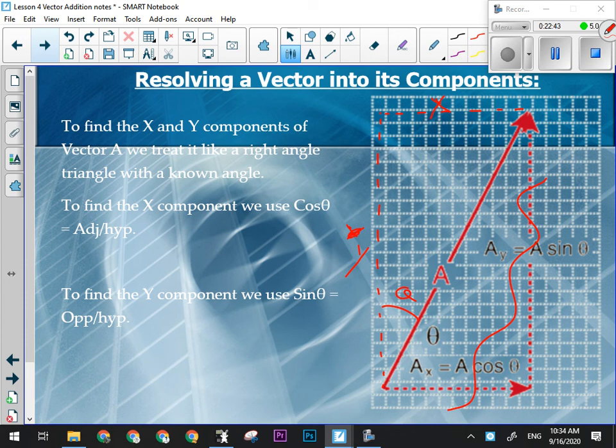All right, so everybody okay with how that part works? Finding the x and y, right? We just figure out what side they are relative to the angle we're given. If it's touching the angle we're given, it's adjacent. If it's not, it's opposite.